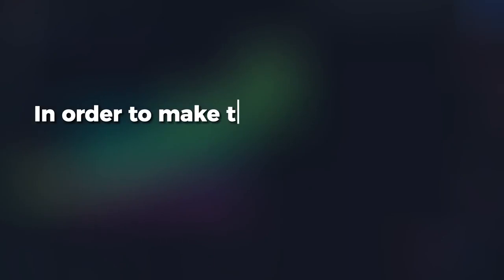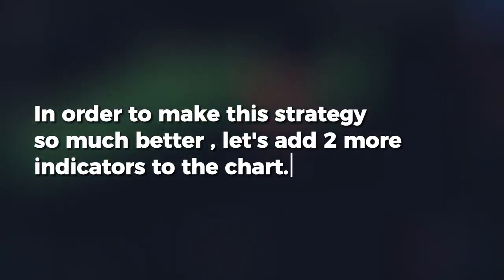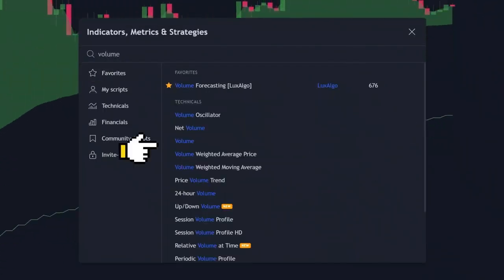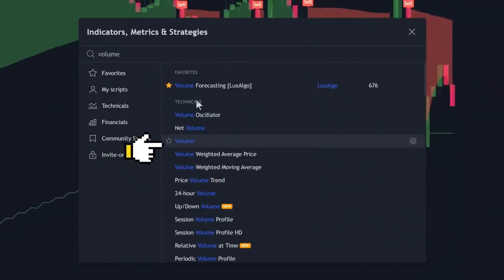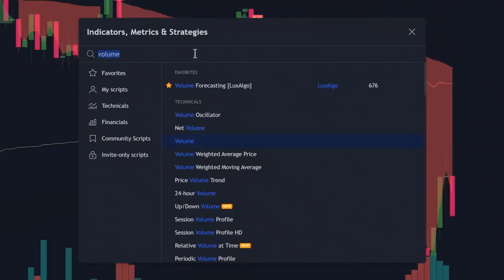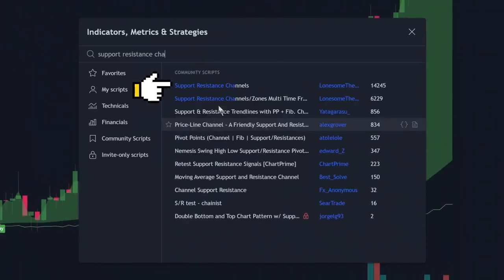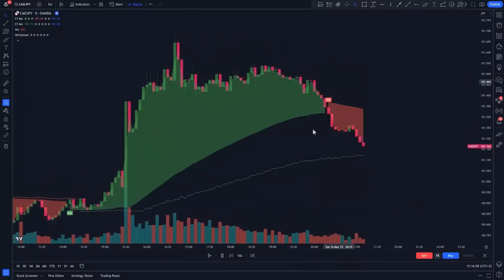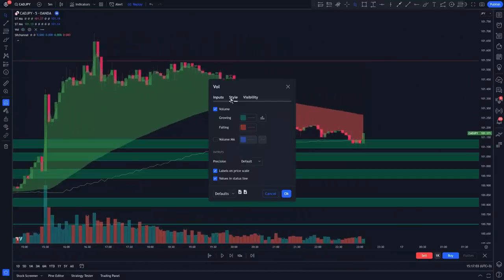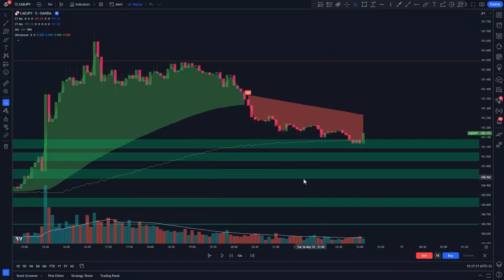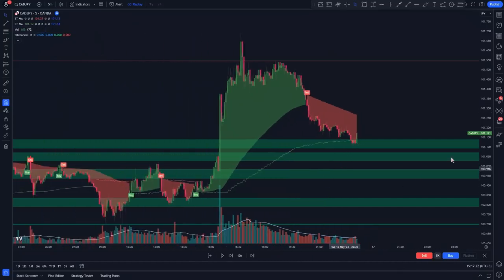Now, in order to make this strategy so much better, let's add two more indicators to the chart. On the Indicator Search tab, type in Volume. Select this one by TradingView that's under the Technicals tab. Next, type in Support Resistance Channels. This one by LonesomeTheBlue. Double-click on the Volume indicator, and on the Style tab, enable the Volume MA and change its color to white. For the Support Resistance Channels indicator, yes, we're gonna leave the settings at default.